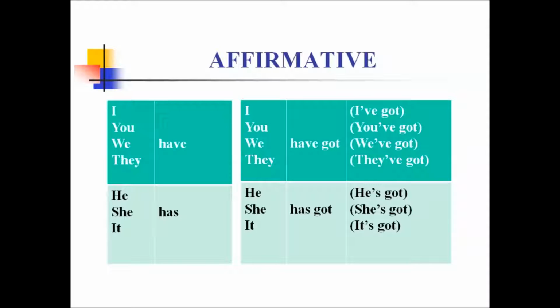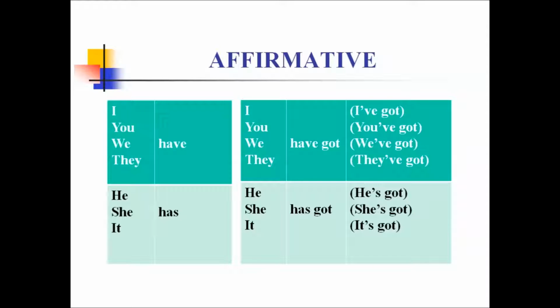Now we look at more examples. You can say I have got a book. It means you have a book. You say she has a book, means she has got a book. I can say that I have some money in my pocket right now. You also can say I have got some money right now. Just remember one thing. You say I have a book or I have got a book.